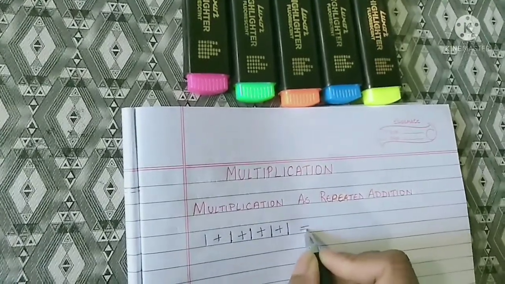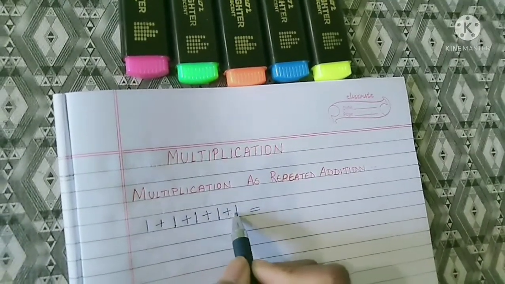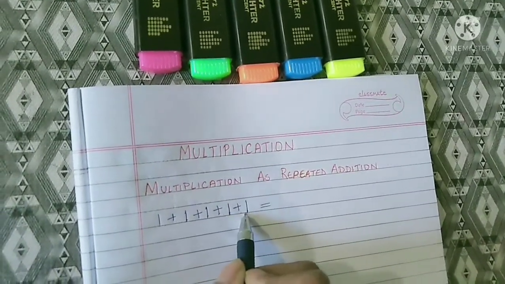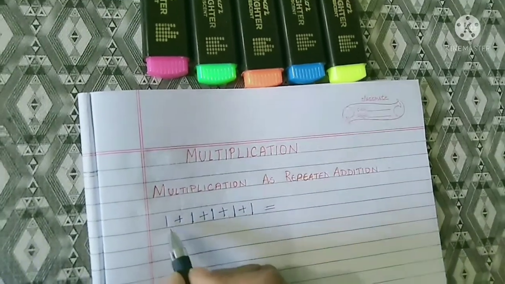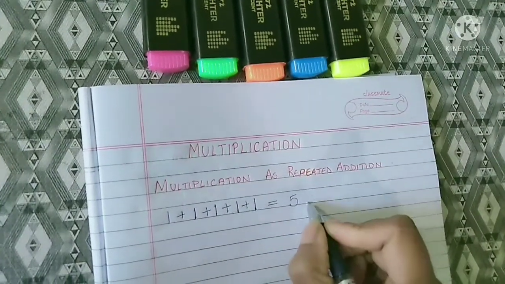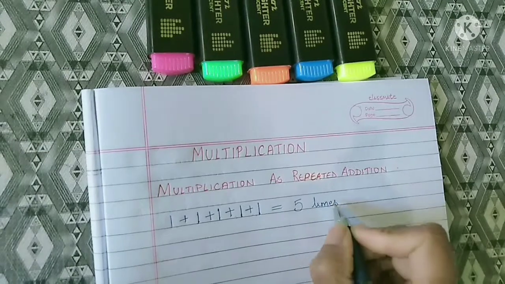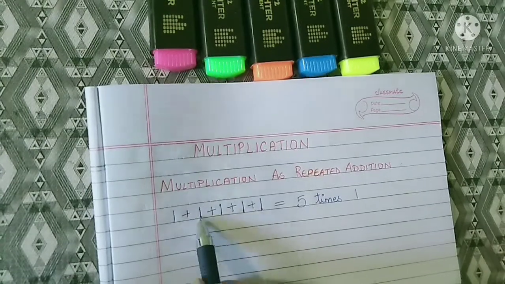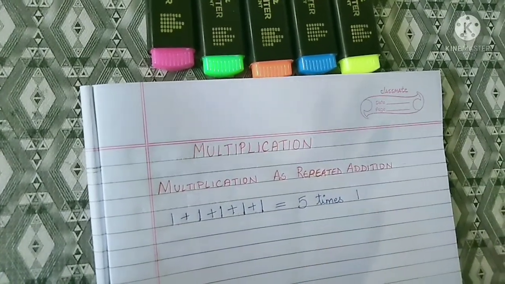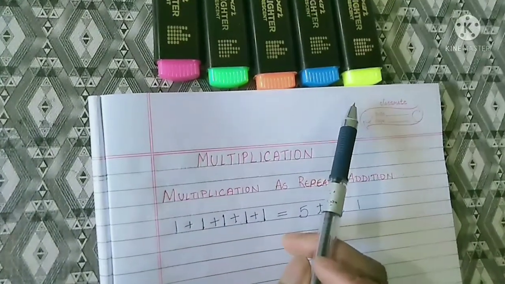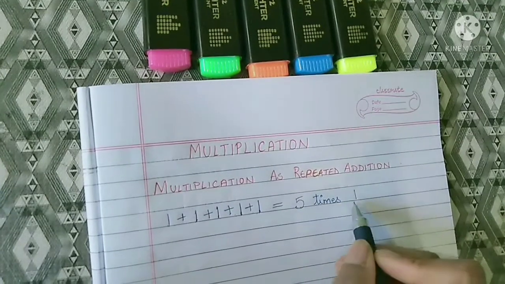But now for this we can write how many times 1 occurs, that is 1, 2, 3, 4, 5. So we can write 5 times 1. As there are 5 different colors, there is no group here of the same color. So we can write 5 times 1.